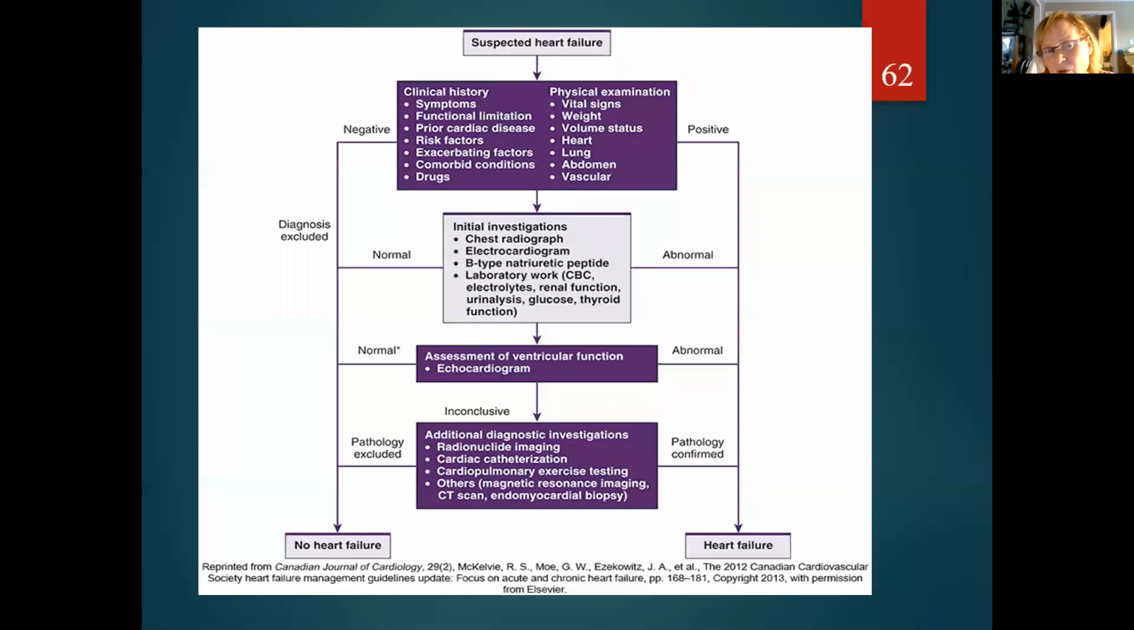So if all of those turn out normal, then we're thinking we're not really moving towards seeing anything that looks like heart failure. Abnormal, again, we're still moving down the positive line.